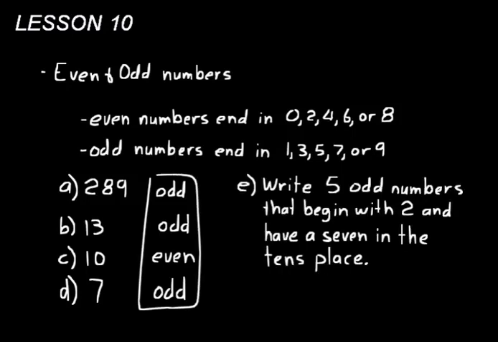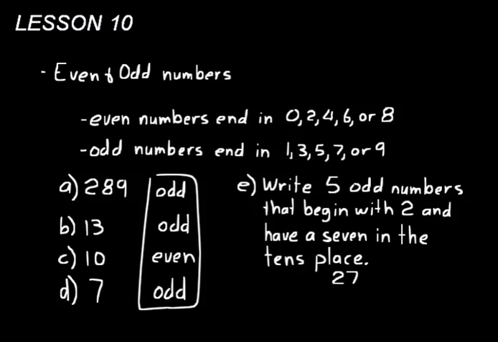Let's do one more problem. Let's just read that. It says, write 5 odd numbers that begin with 2 and have a 7 in the tens place. So if they begin with 2 and they have a 7 in the tens place, we have to have 2, 7, and then these are odd numbers.